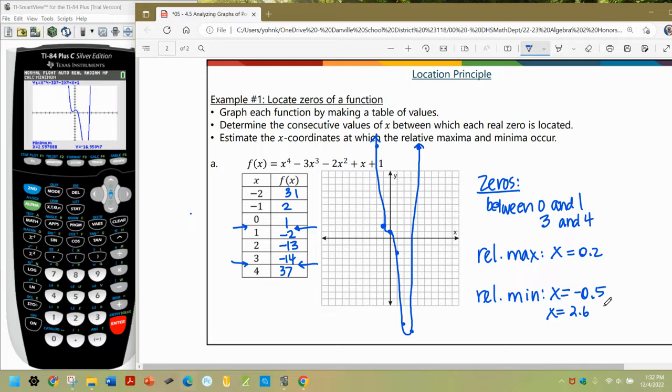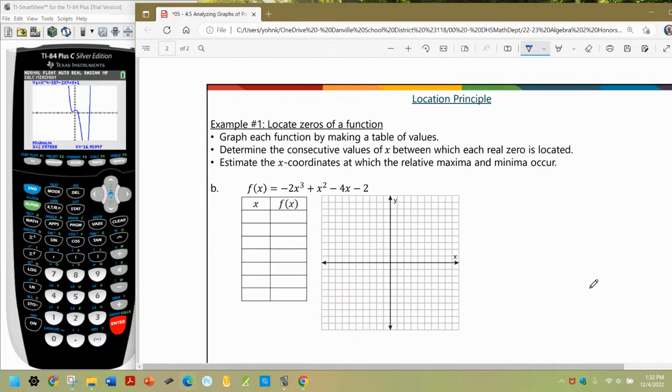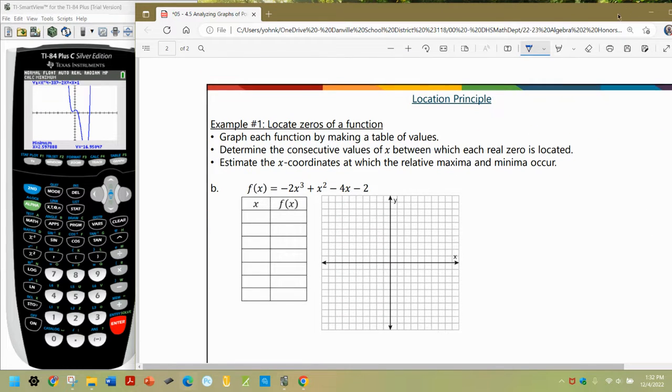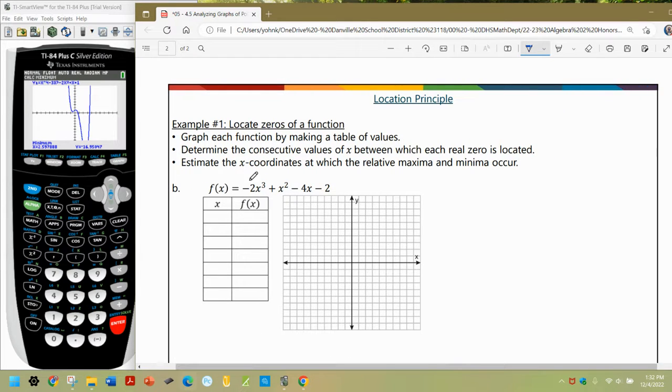All right, so that's how you can use the location principle to graph a polynomial. Let's do one more. B, we're going to graph and locate. We've got a new function, f of x equals negative 2x cubed plus x squared minus 4x minus 2.